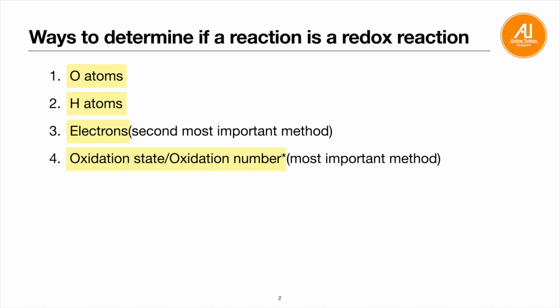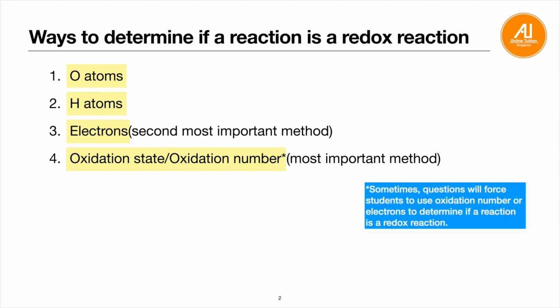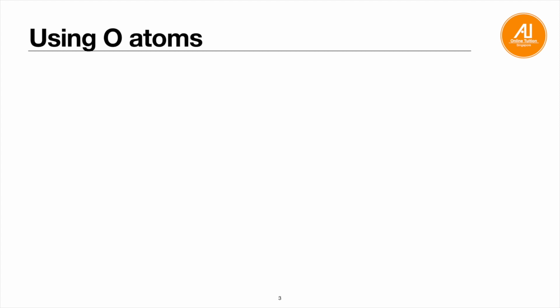Especially number 3 and number 4, oxidation state and electrons, because sometimes the question will actually force the students to use the oxidation number or electrons to determine if a reaction is a redox reaction. So later we'll give you some examples, then you will understand better. First, let's look at using oxygen atoms.